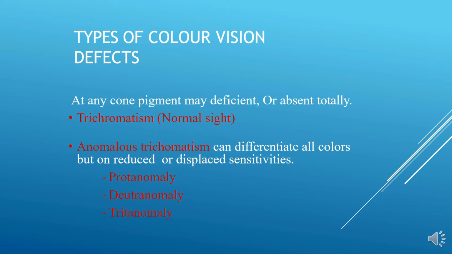So anomaly means weakness, prot anomaly, red color, deutan anomaly, green color. So red and green color anomalies are common. Blue color is very rare.